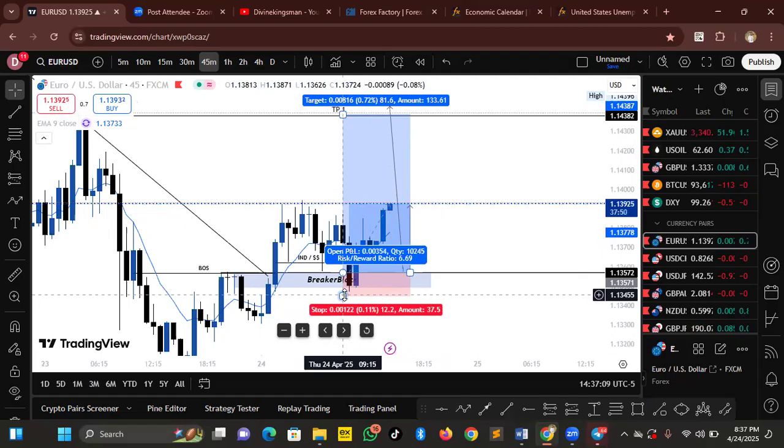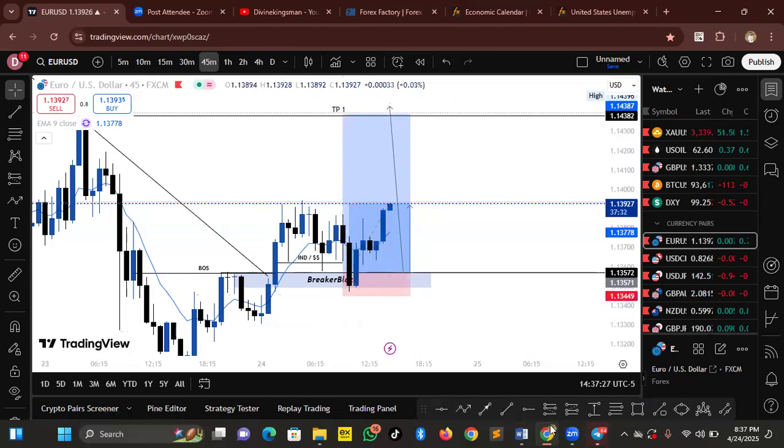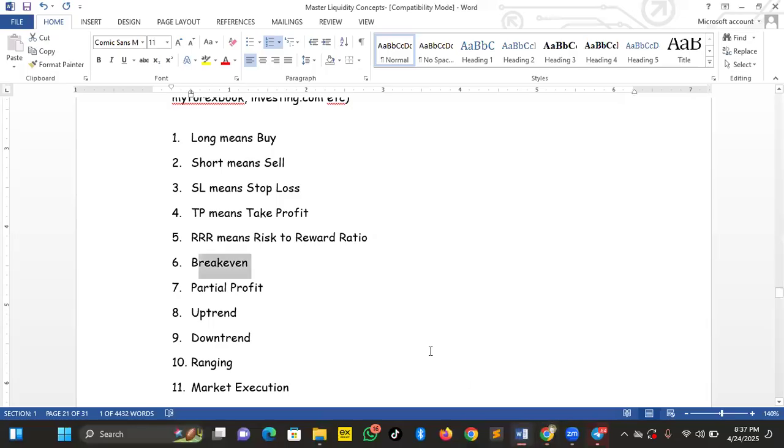So if you are doing break even, you break even after the price has gone like 30 to 40% in your favor. Then you can break even, meaning that you move your stop loss from where it is to your entry point. Just exactly your entry point. That is what break even means. So let's see again what we can cover. We just have like 3 minutes.